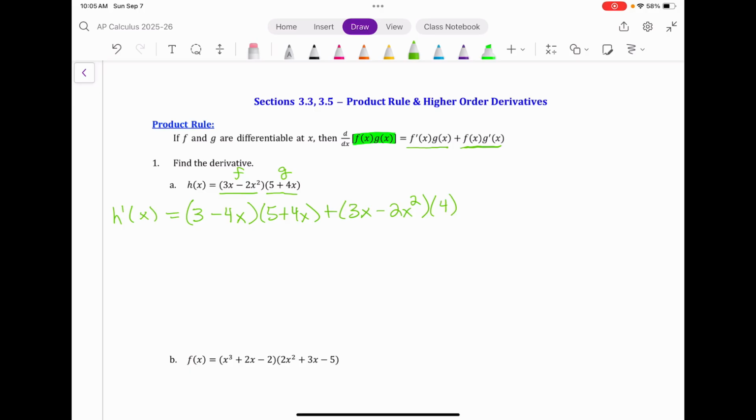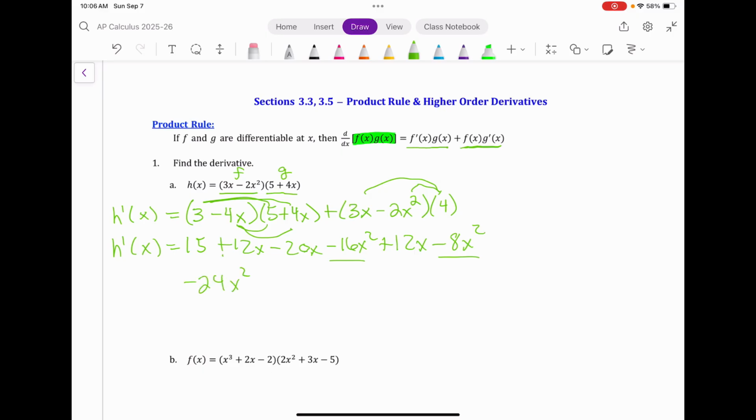All right, and then we want to clean it up, so we'll multiply it out and distribute that 4. Okay, combine like terms. What do we got? 24x minus 20x, and then plus 15. Okay, so that's the derivative.